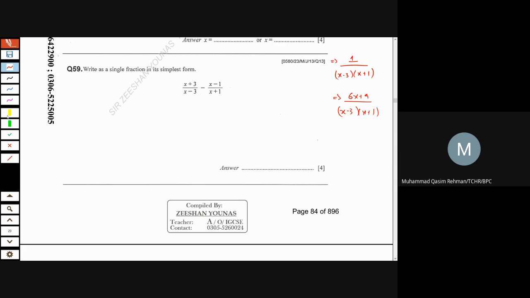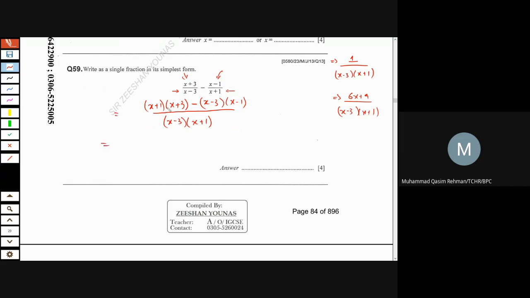Okay, now let's just do it. Now LCM would be x minus 3 into x plus 1. All right, now for the first one, x minus 3 will be cancelled out with x minus 3. I'll be left with x plus 1 and multiplied with x plus 3. So x plus 1 into x plus 3. Then I have a minus sign between. Then x plus 1 cancels out with x plus 1. I'm left with x minus 3. This will be multiplied with x minus 1. So x minus 3 times x minus 1.